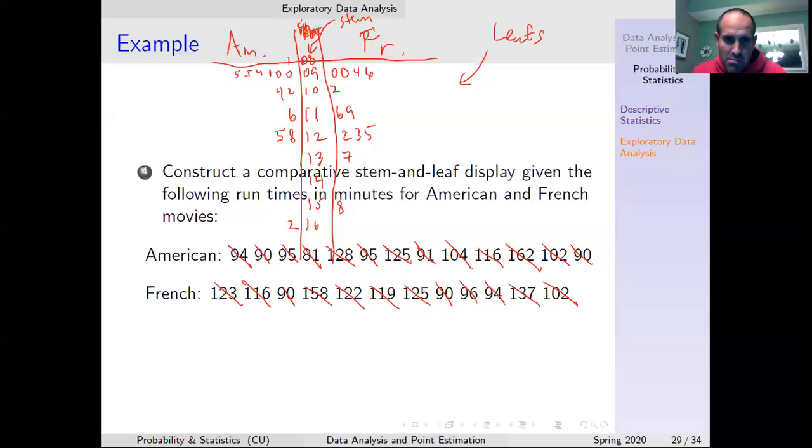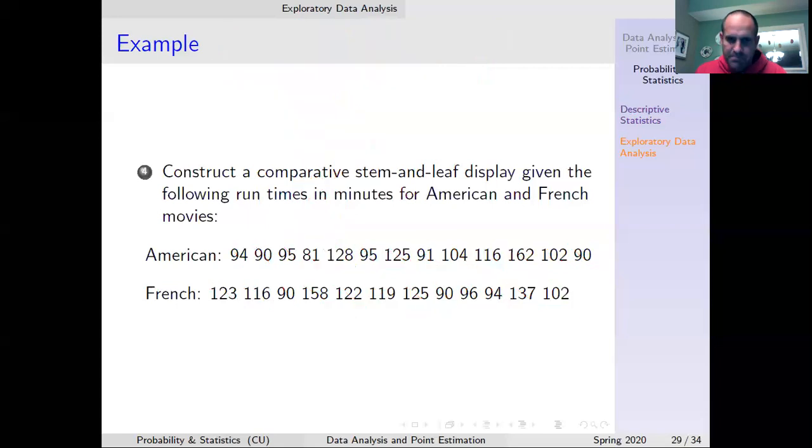All right, so that's how you do a quick comparative analysis using a stem and leaf diagram. Let's move on.